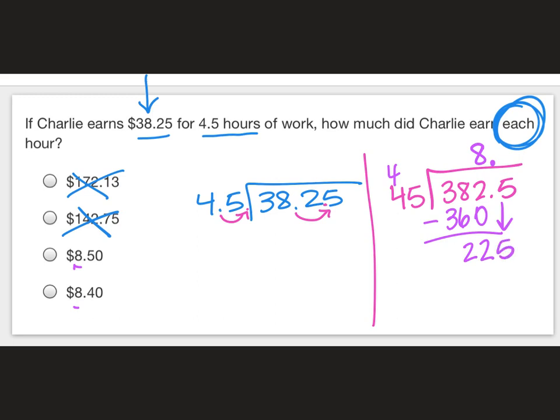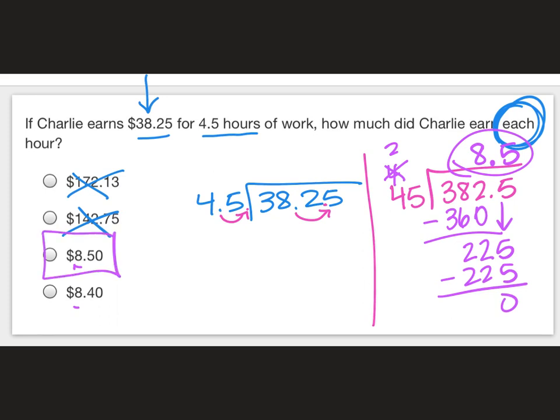Bring down your 5. So I know I'm trying to make 45 into 225. So let's think a little bit. If I know that 5 has to still end in 5, then I would not multiply it times 4 because that would give me 20. I'm going to multiply it times 5 and see what I get. 5 times 5 is 25. 5 times 4 is 20, plus 2 is 22, which is exactly what I need. So that means my answer is 8.5 or $8.50.